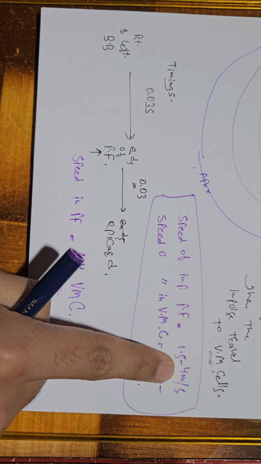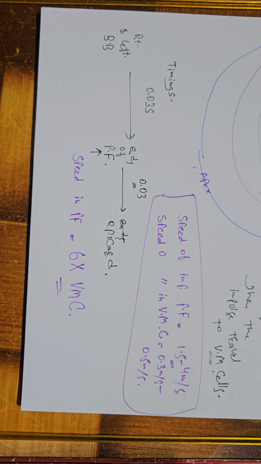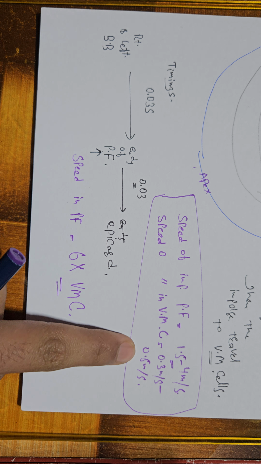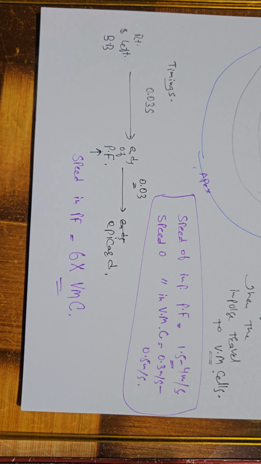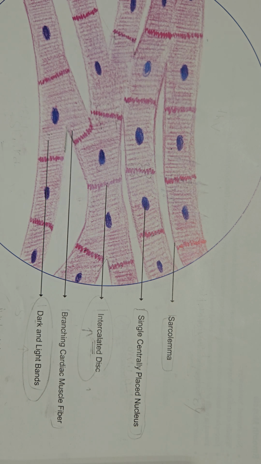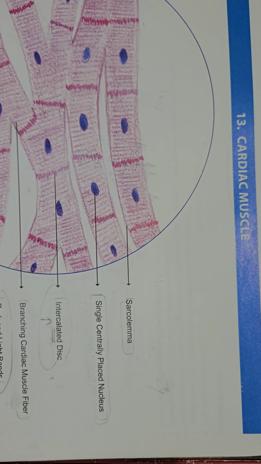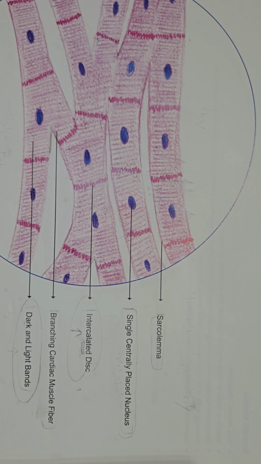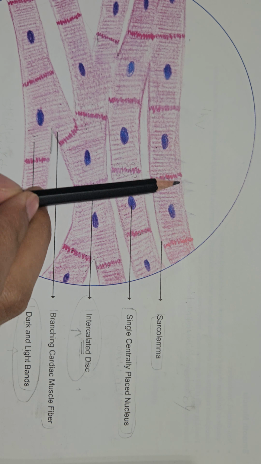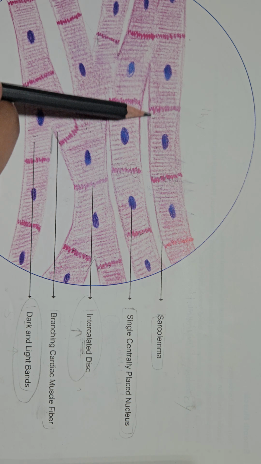The speed in Purkinje fibers is very fast, that's 4 meters per second, while the speed in ventricular muscle cells is only 0.3 or 0.5 meter per second. I will teach you the reason here. This is a histological diagram of cardiac muscle, and you can see this right here is one cardiac muscle cell and this right here is another cardiac muscle cell.